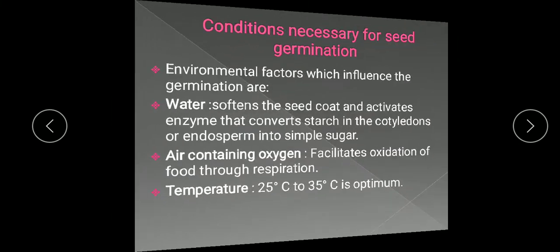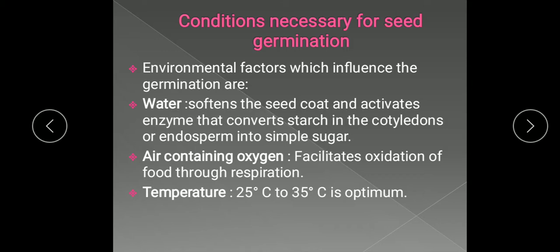So on this basis, we can discuss the conditions necessary for seed germination. A seed will not germinate until it is exposed to certain suitable environmental conditions. So which conditions are required for germination to happen inside the seed? So these are some environmental factors which influence the germination. What are these? These are water, air containing oxygen, and temperature.